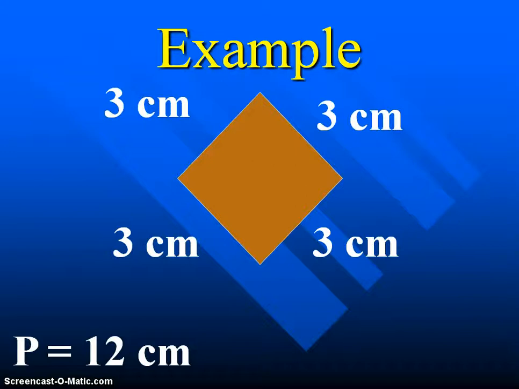All right, let's take a look at here. Can you find the perimeter? 3 plus 3 plus 3 plus 3 is 12, or 3 times 4 is 12, so the perimeter is 12 centimeters.